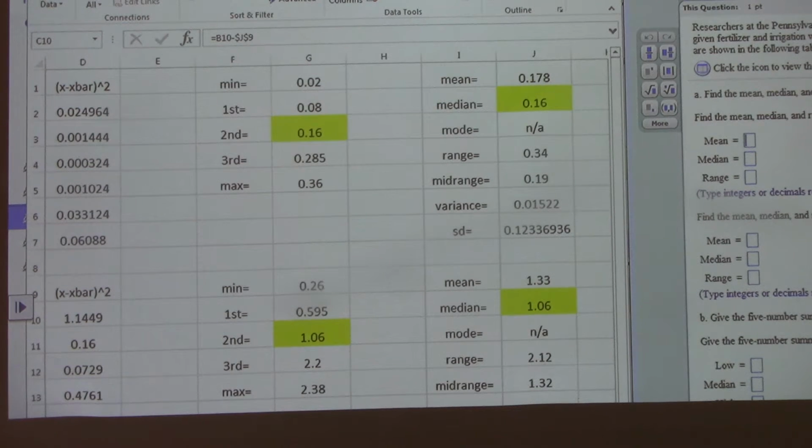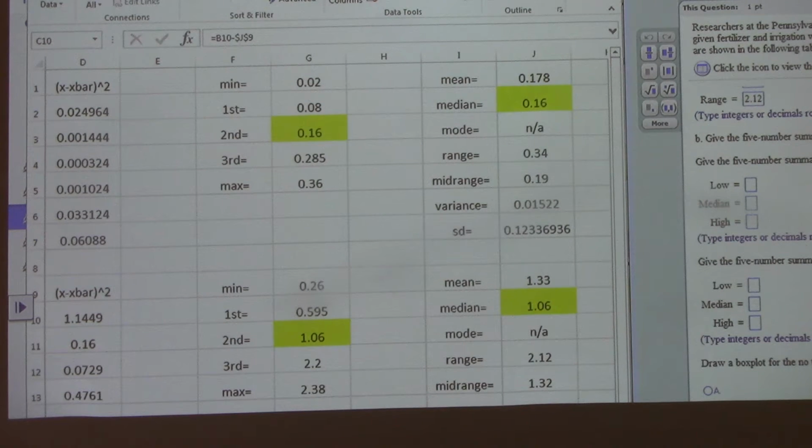All right, the mean for the first one says type, round to 3 decimal places. Well, I don't have 3 decimal places, but 0.178, and 0.16, and the range is 0.34. The mean here is 1.33, 1.06, and 2.12. Okay, 0.02. I'm not going to do that. Let's see, lower quartile, 0.08.